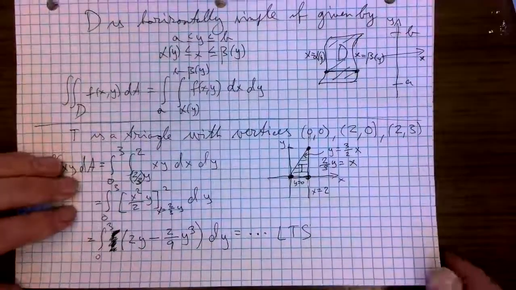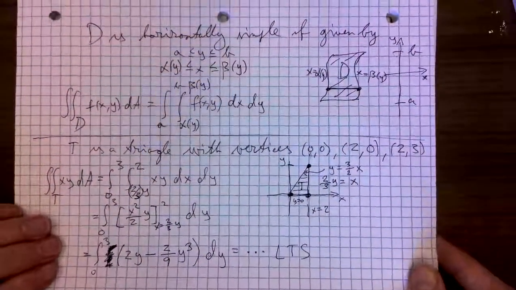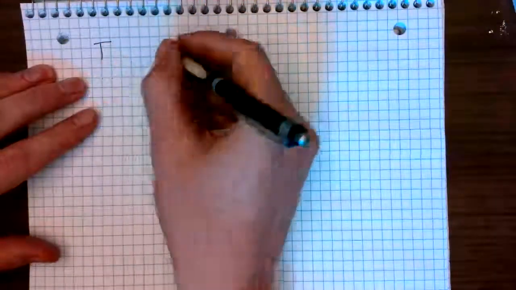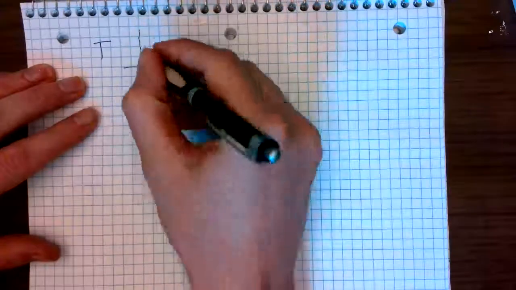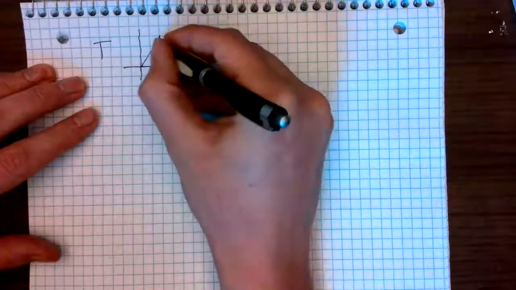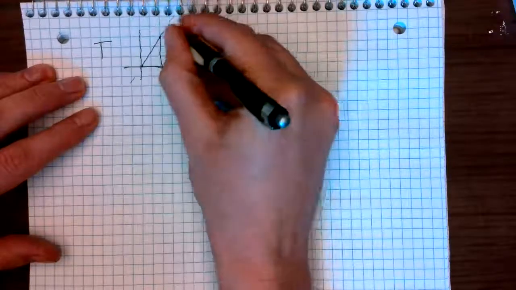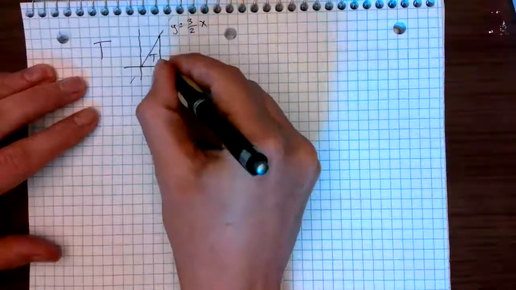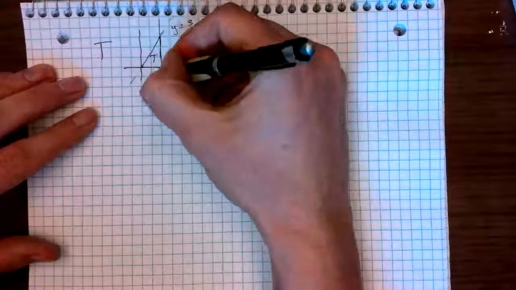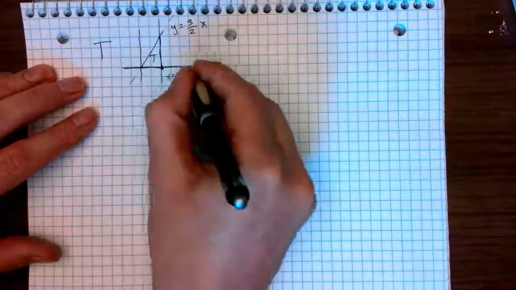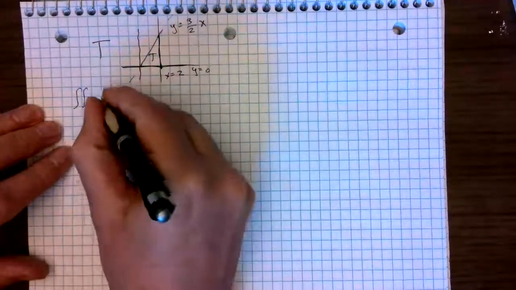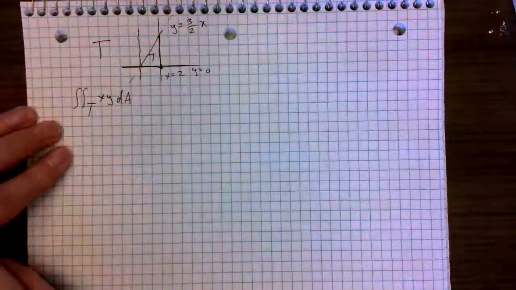Now I want to keep with this example. So let's draw it as a triangle again. Let's draw this triangle like this. This line over here was y equals 3/2 x. So this was T. This was x equals 2, and this was y equals 0. And we were integrating over T xy dA.